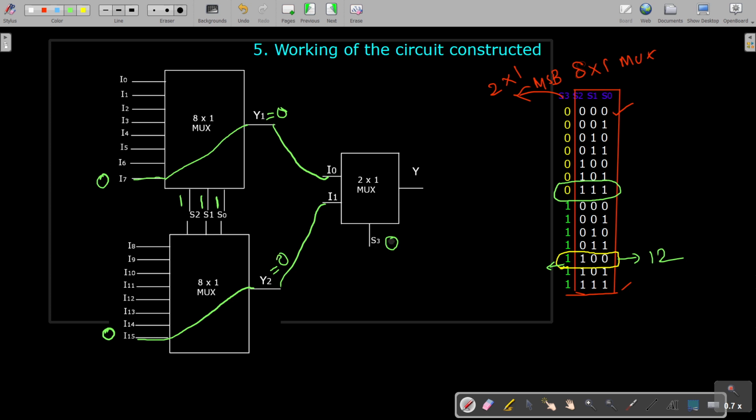But because S3 is equal to 0, this I0 line will be selected. So this data will be transferred here as the output. So this data is not being connected. This data is taken and transferred to the output side. Okay, this is how this particular circuit works.